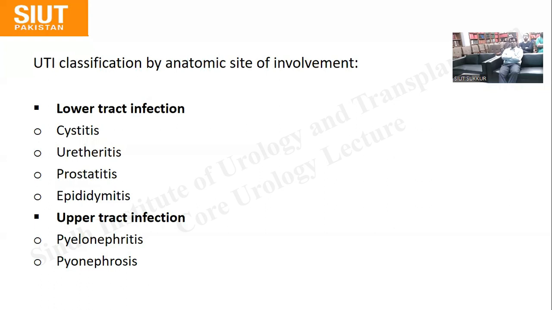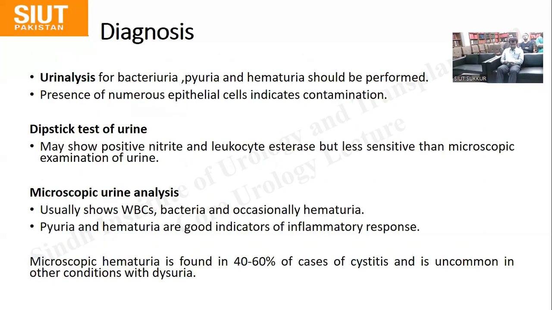Now, the classification of UTI based on anatomic site of involvement is grossly divided into lower urinary tract infection and upper urinary tract infection. In lower urinary tract infection, they can be cystitis, urethritis, prostatitis, and epididymitis. And in upper urinary tract, it may be pyelonephritis or presence of pus, that is pyonephrosis.